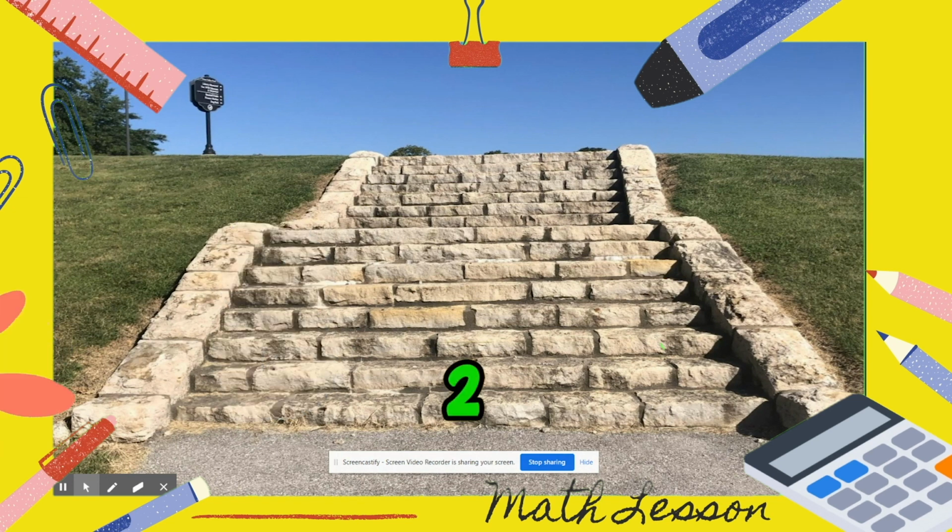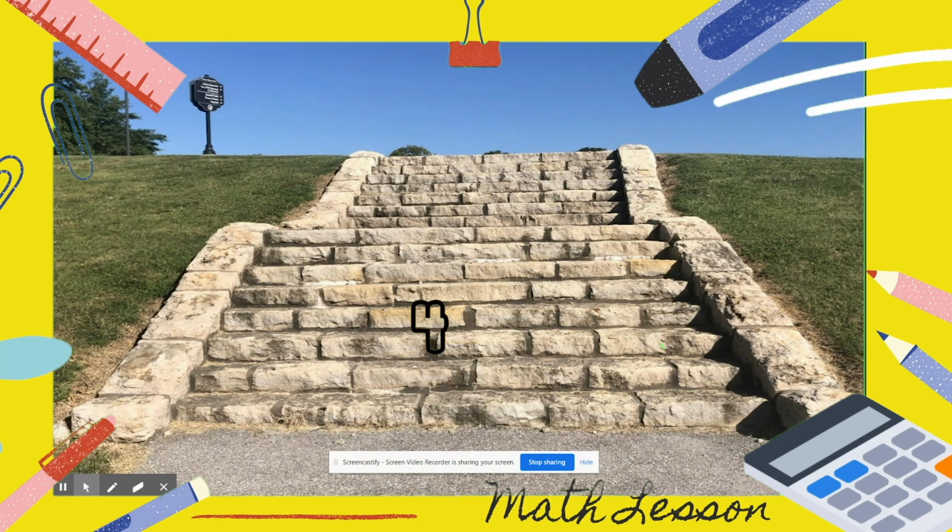So the first number we start with is 2. Continuing, we'll skip count by 2s, and the next number is 4. 6. And 8. And that is how you skip count by 2s. Great job.